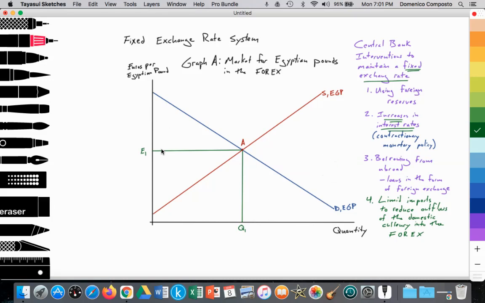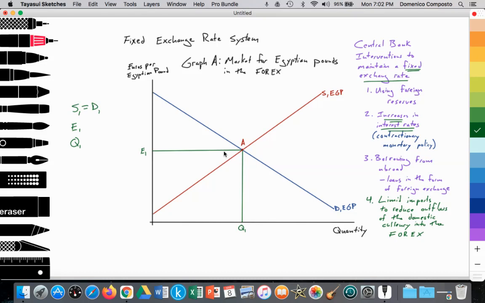So here we have the central bank perhaps wanting to maintain the value of the Egyptian pound to euros at E1 with the quantity supplied and demanded at Q1. S1 equals D1 provides that equilibrium, right? Just basic analysis as we've done, where S1 equals D1, it provides the equilibrium exchange rate at E1 and the equilibrium quantity at Q1.